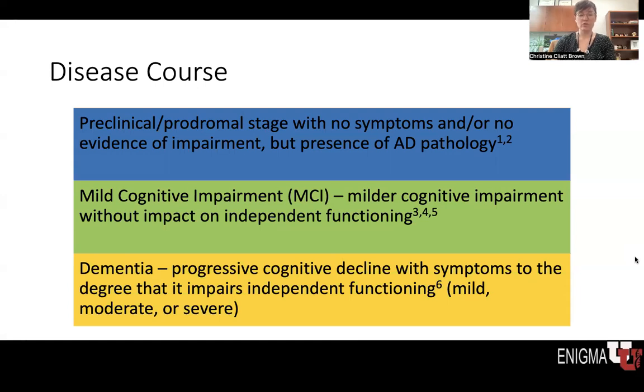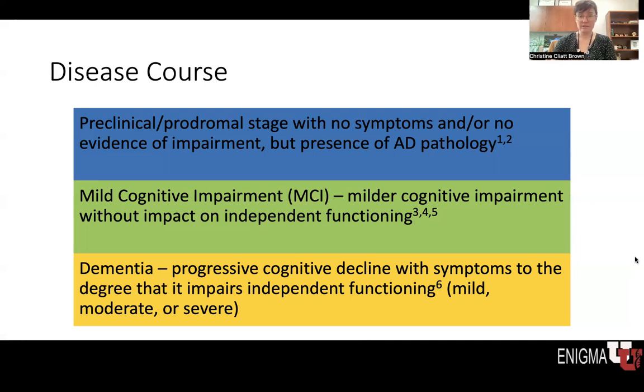Then this often progresses to mild cognitive impairment. This is where someone has cognitive impairment, so they don't do quite as well as we would expect on cognitive testing, but they're still able to function independently. Then as the disease progresses, ultimately it often involves functional impairment, transitioning into the stage we would call dementia, where there's progressive cognitive decline with symptoms that are now to the point that it's impacting their ability to function totally independently. And then we can divide that up further into mild, moderate, or severe.